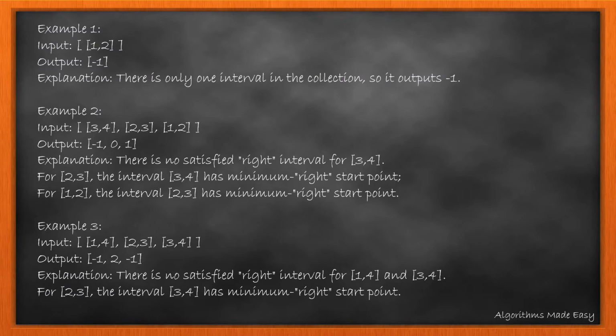Here are some of the sample examples with the problem. In the first example, as there is one interval, the output is -1. In the second example, interval 3,4 has no interval whose start value is greater than end value 4, so we put -1 at index 0. Now for interval 2,3, the interval 3,4 has a minimum start point, so we put the index of 3,4, that is 0, in the result.